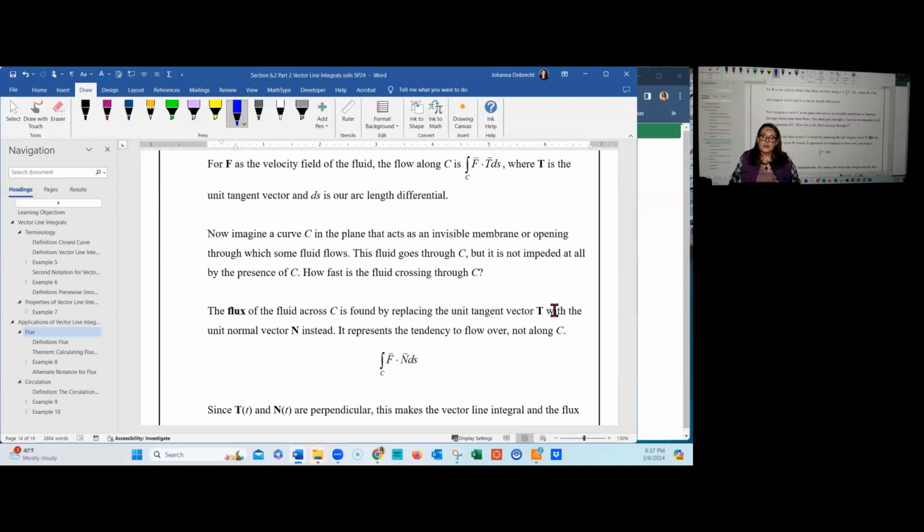Since we know that the unit tangent vector and the unit normal vector are perpendicular to one another, this makes the vector line integral of F dot the tangent vector T ds and the flux integral F dot a unit normal vector N ds also perpendicular to each other.